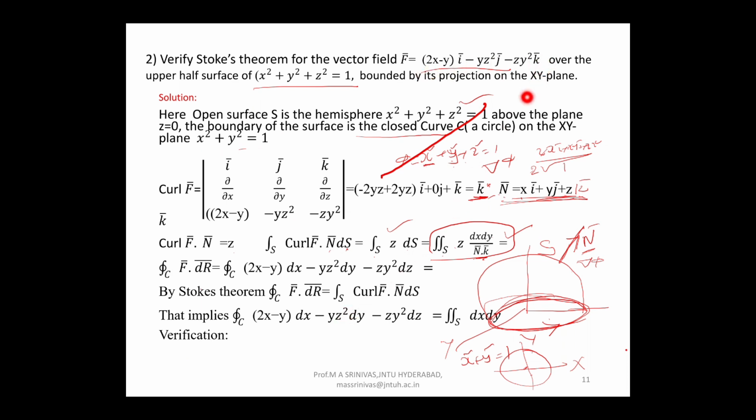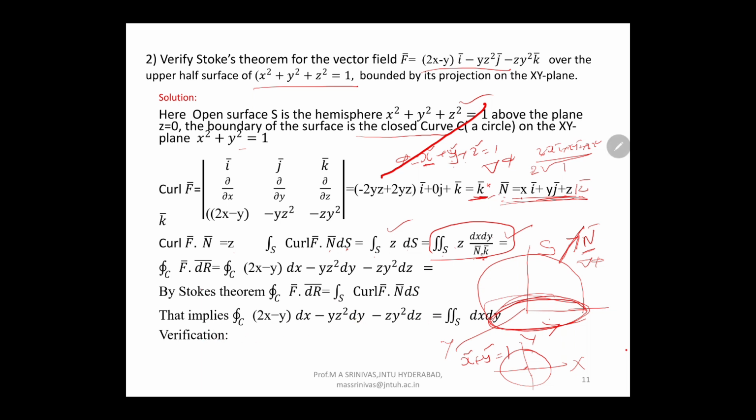This is my F bar. F bar dot dr bar is (2x minus y) dx minus yz square dy minus zy square dz. This is F bar dot dr bar. These two are equal, so we need to prove that these two are equal.